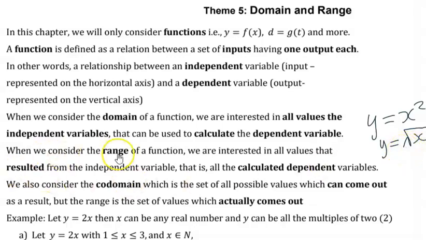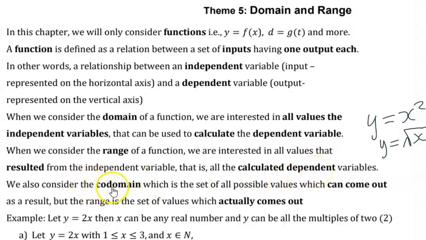So then, what is the range? The range, here we are interested in all the values that result from the independent variables. For instance, if I put in x as 1 squared, 2 squared, 3 squared, they will all be part of the range. And in this case, the square root of x, everything I put in, I know the answers will also be greater or equal to 0. So the range results from the calculated dependent variables.